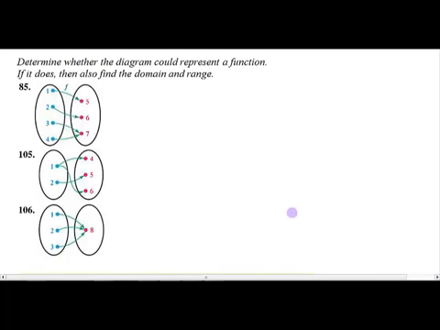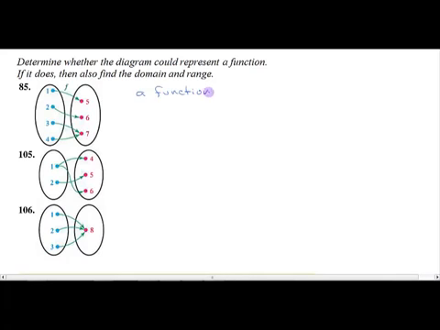Let's determine here whether the diagram represents a function. If it does, then we'll also list the domain and the range. So here we have this f, function. Let's see, is it really a function? Does every x go to exactly 1 y? Yeah, 1 goes to exactly one number, 2 goes to exactly one number, 3 goes to exactly one number, and 4 goes to exactly one number. So yes, this is a function.